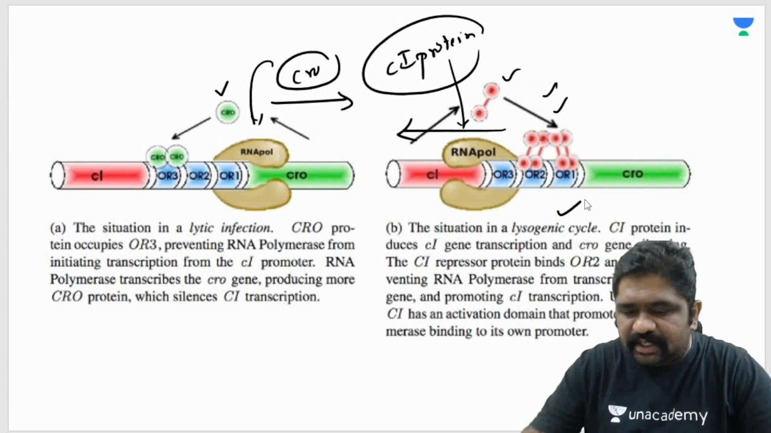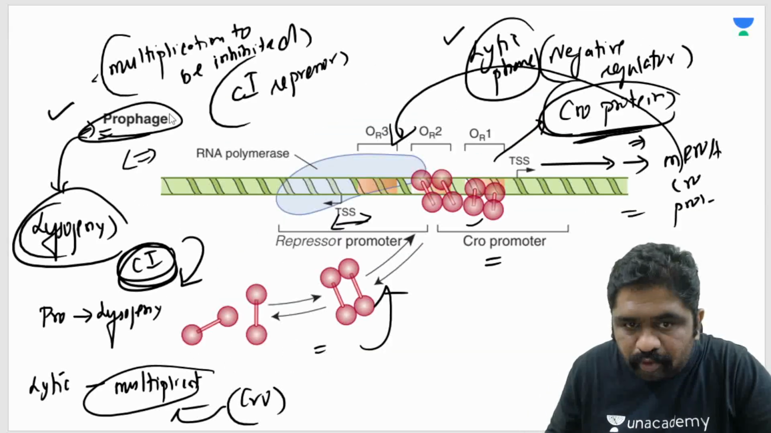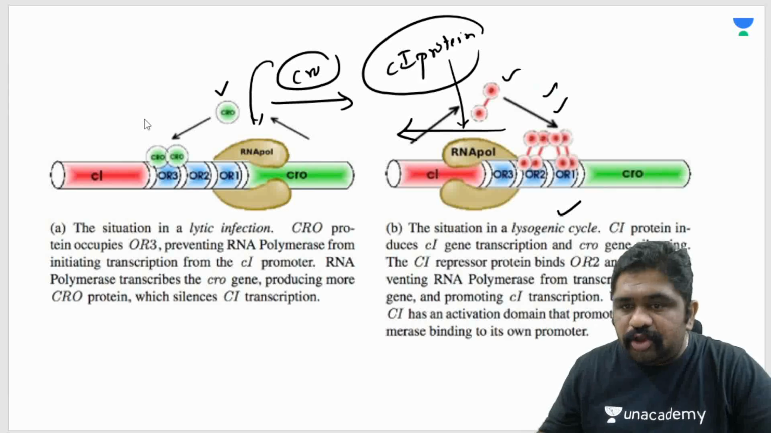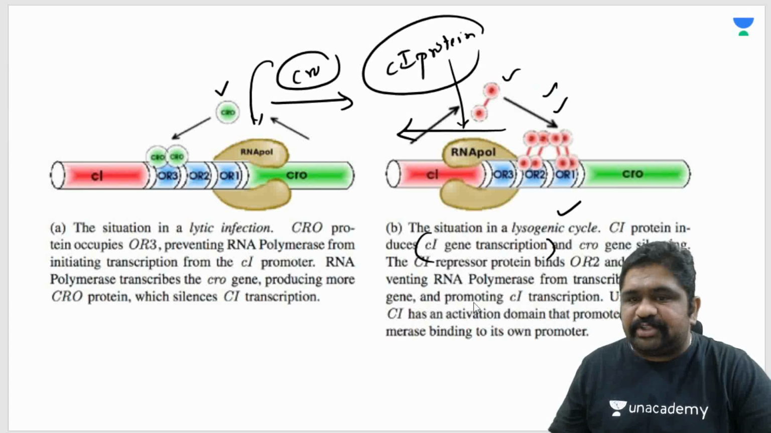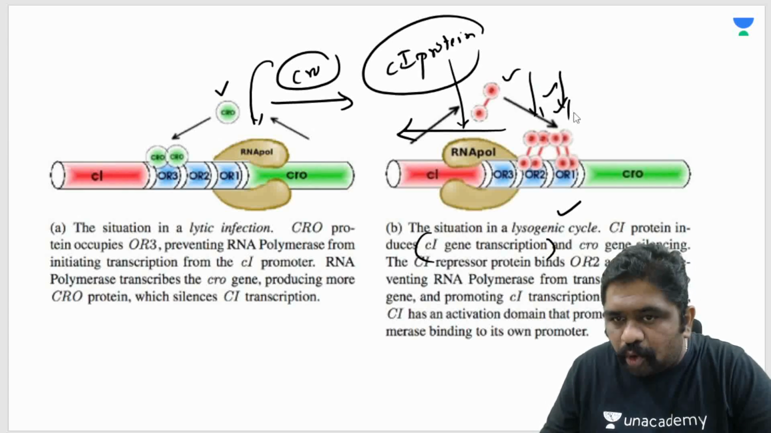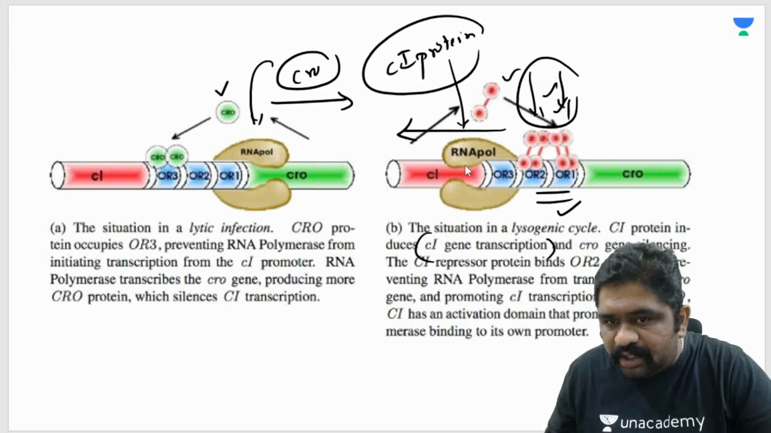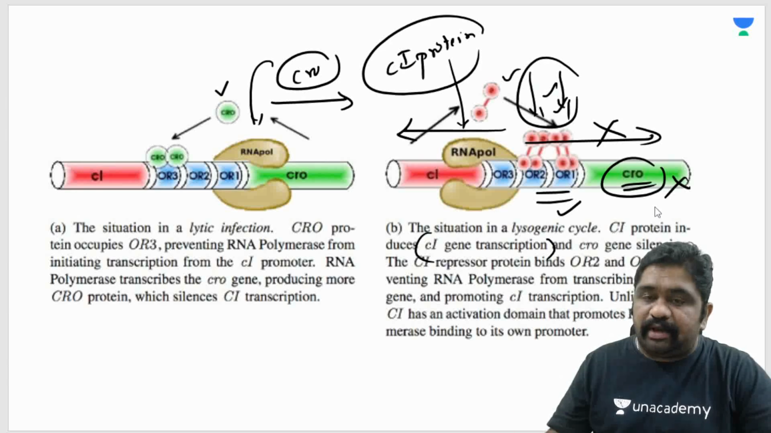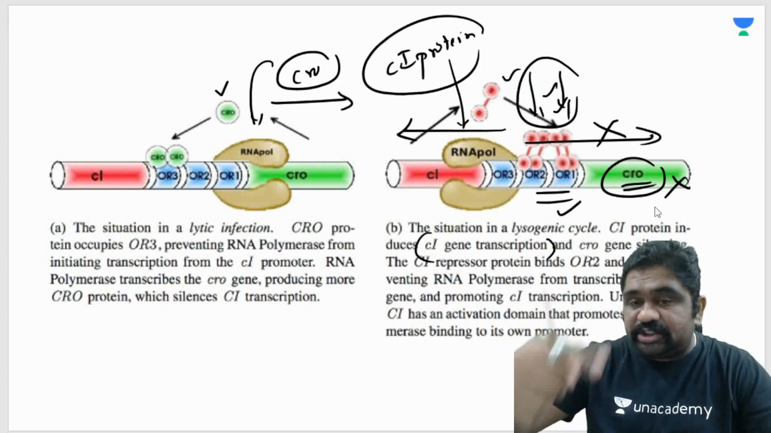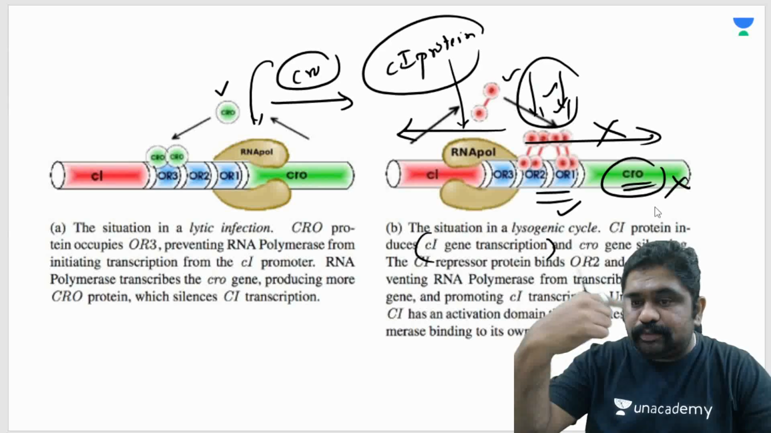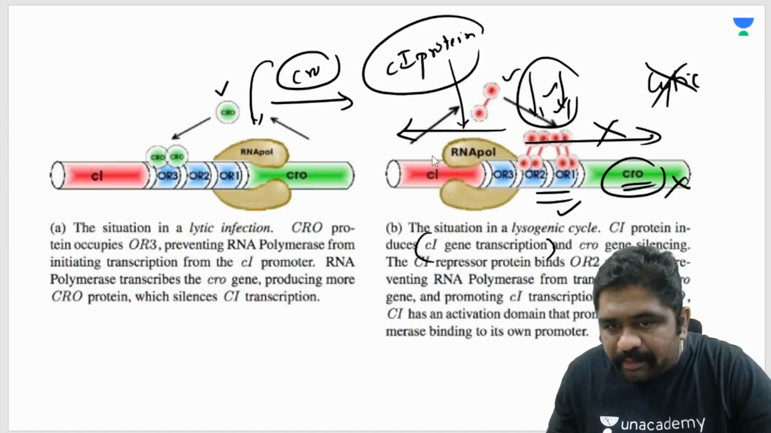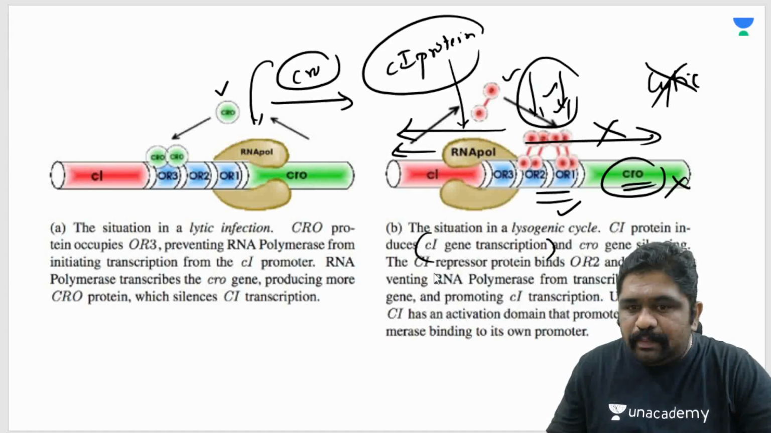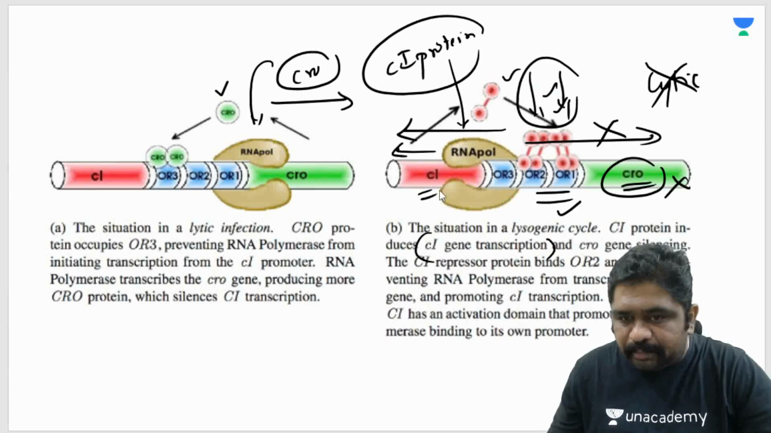If it is the lysogenic cycle, as you saw in the case of the prophage in this particular slide, you will notice the CI protein induces CI gene transcription. How? Because it comes and sits on OR2 and OR1 in such a way that the RNA polymerase will not be able to move in this direction. Further, CRO protein synthesis will not happen. And CRO protein synthesis, that is CRO gene transcription and translation to produce more CRO proteins, will not happen. So the lytic phase is inhibited. So the RNA polymerase moves in this direction and it will help in the synthesis of CI repressor.